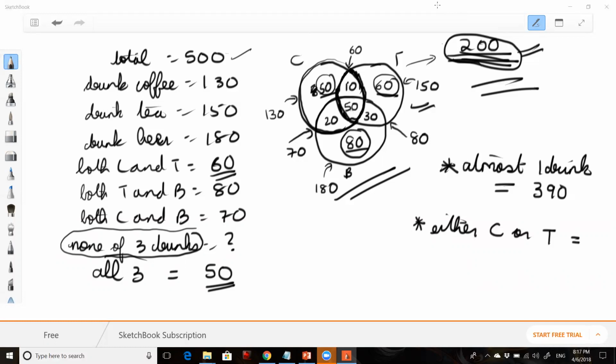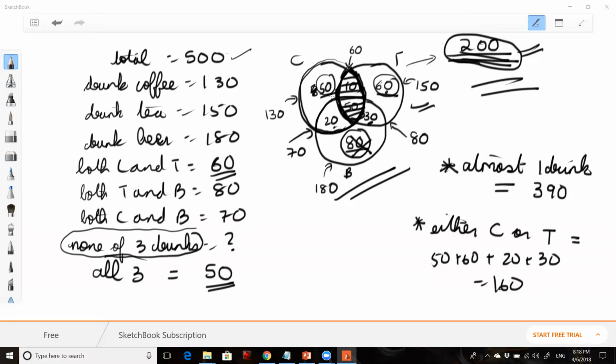No, the answer is not 50 plus 20. Either coffee or tea basically means people who drink only coffee or only tea, right? So you exclude the entire intersection between coffee and tea. And obviously, you're not going to include beer at all, right? What is left out, that is 50 plus 60 plus 20 plus 30, is going to be the people who drink either coffee or tea, right? That's 50 plus 60, 110. 110 plus 50 is 160. That would be the answer. Got this, guys? Perfect.